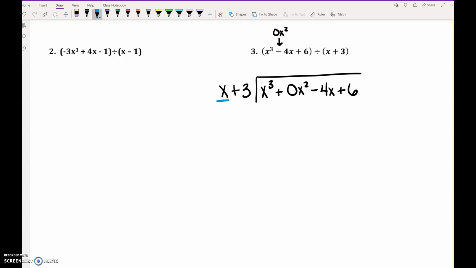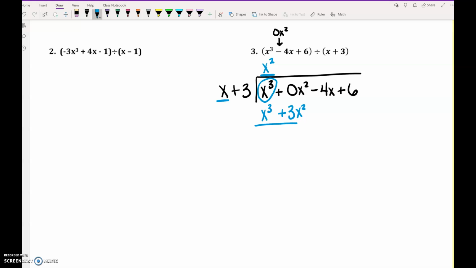Okay, our first cycle. We want to do x times something to give us x to the third. X times what is x to the third? X squared. When we did long division of numbers, once we got that number up on the top, what did we do with that number? We multiplied it with whatever's on the outside and wrote it underneath. So x squared times x is x to the third. X squared times 3 is 3x squared. So you take that number that you figure out on the top and you distribute it to both of those things that you're dividing by.